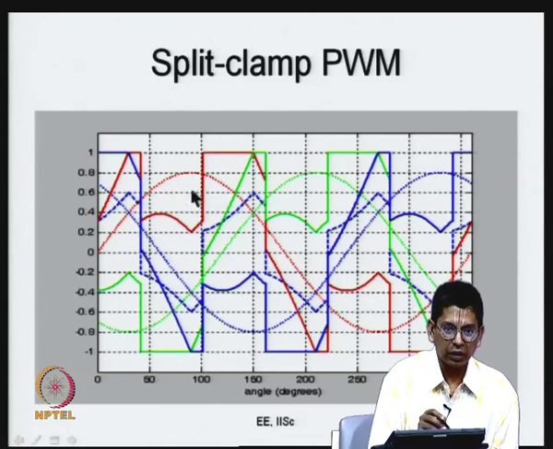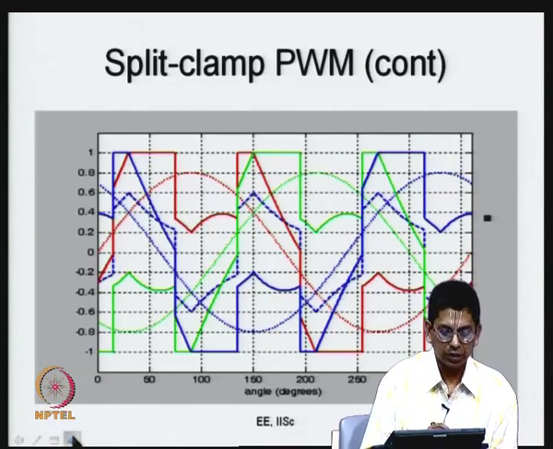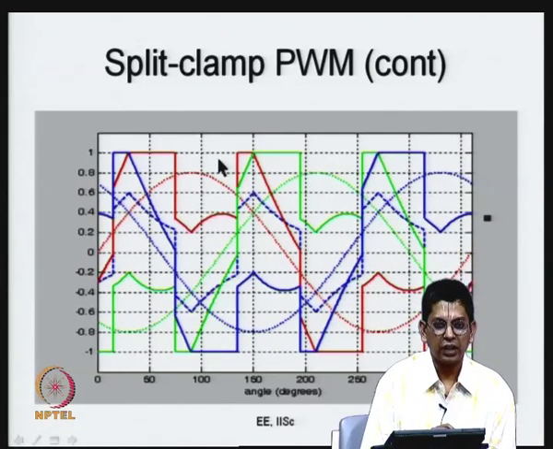Let me first clear up all the possibilities now. So, this is a case where it is clamped for something like 12 degrees here and let us say 48 degrees here. So, that is one possibility. Now, I am showing another possibility here where it is clamped for something like 45 degrees here maybe, and it is clamped only for 15 degrees here. This is the R phase signal now.